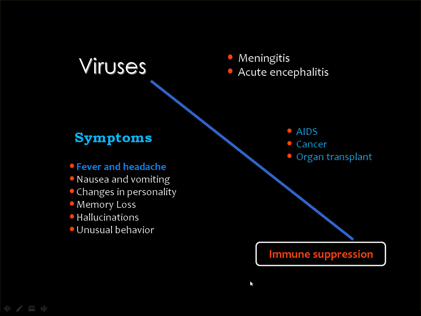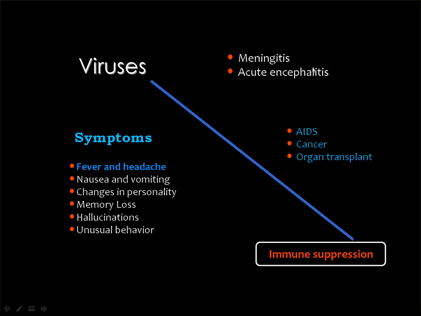The second type is infection of the brain by viruses. Usually, infection of the brain by viruses is related to the immune status of the patient and is usually seen in immune suppressed patients. Immune suppressed patients may have cancer treated by chemotherapy, may have AIDS, or may have had an organ transplant and be receiving immunosuppressive drugs. Then viruses in the brain will result in meningitis or encephalitis.